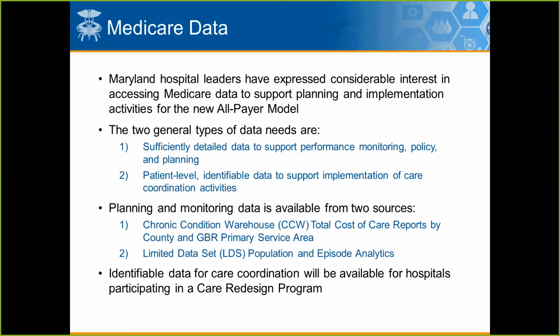The two sets of data, or the reports based on two sets of data that are now available through CRISP, meet the first data need. These are the chronic condition warehouse total cost of care reports that are pretty up to date. They're about a 90-day lag and will be updated monthly and show zip code level and primary service area level Medicare Part A and Part B information. And then today, the limited data set, which is more detailed, but also not quite as updated.